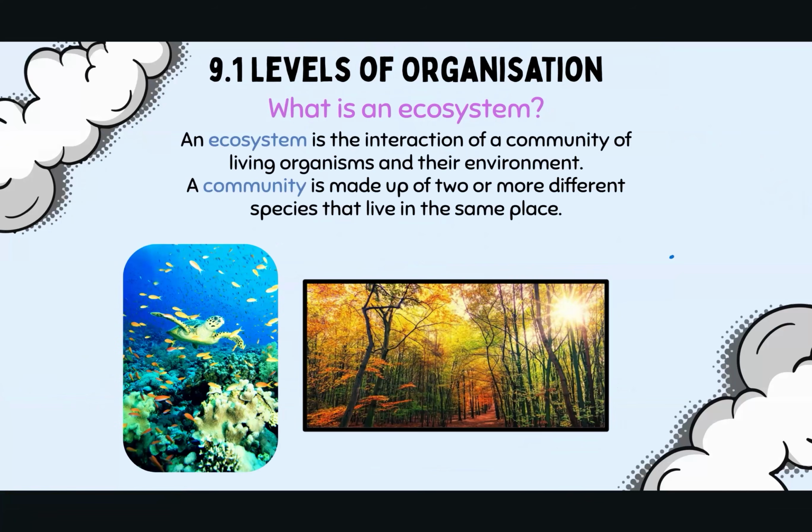So an ecosystem is the interaction of a community of living organisms and the environment. So the first thing we need to understand is what is a community? A community is made up of two or more different species that live in the same place. And then an ecosystem is the interaction of all those living things within a community with the environment. So in a sense, it's an interaction between living things and non-living things: abiotic and biotic. Abiotic being non-living and biotic factors being living.